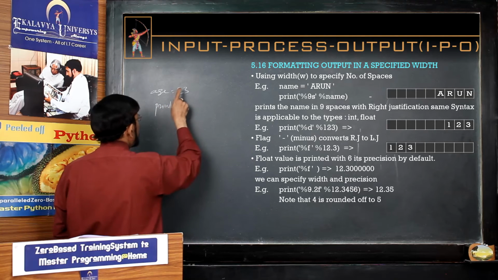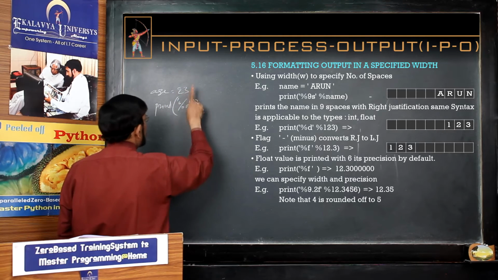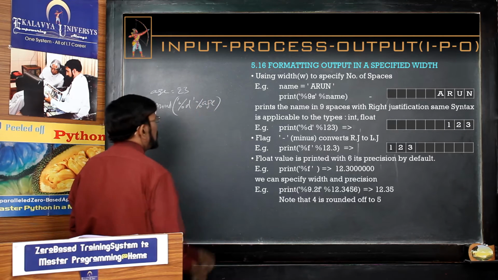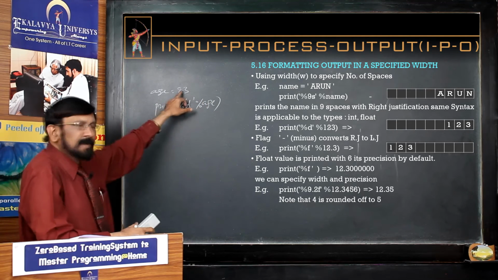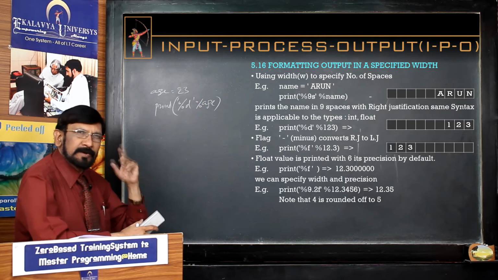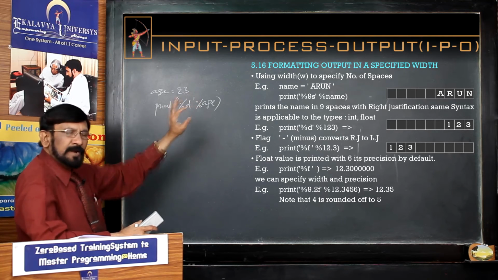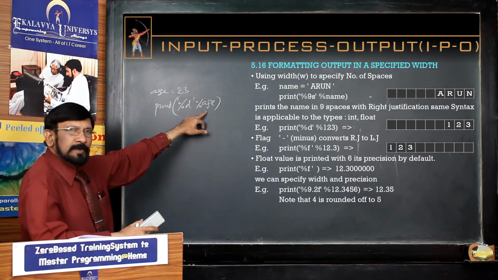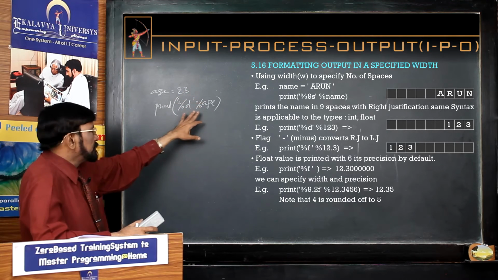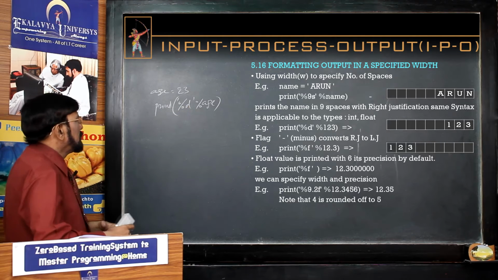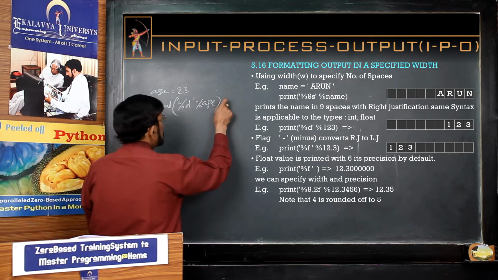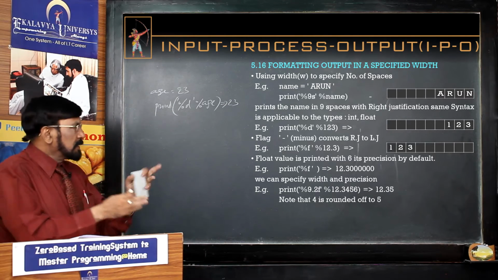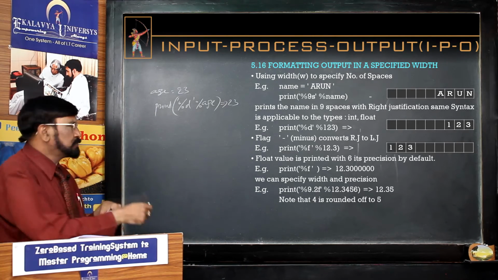Print %d, then the age. In a previous concept, I have written literals. Because of that, you may feel that here we have to write literals only. You may write literals, or you may write variables also. There is no difference between them. Now you see, as a result of that, simply 23 is printed. But you cannot organize it with a specific number of spaces.